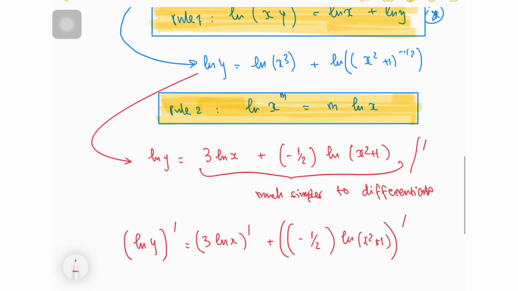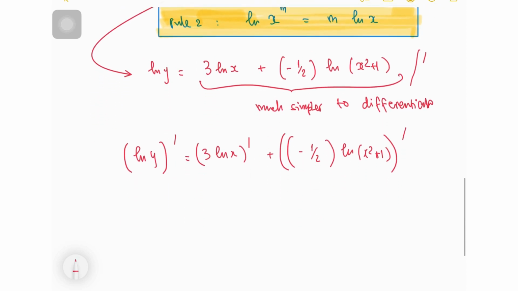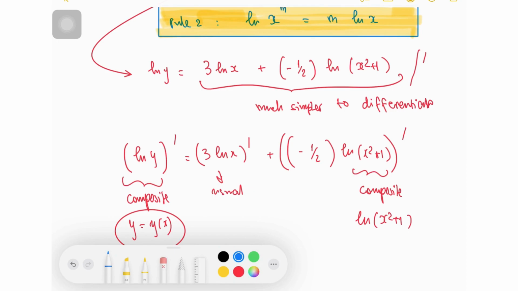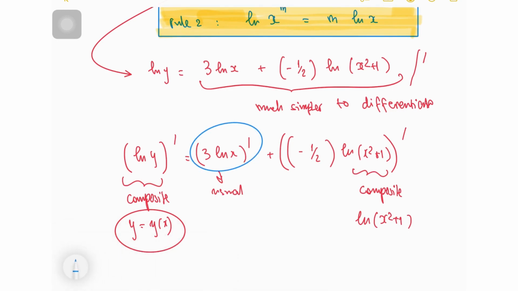Of course, you can pause the video and try. This is a composite function, and this here is also composite, because you have ln of x squared plus 1. Those are all composite functions. And here is a composite function because y is meant to be y of x. So that's a kind of hidden composite function, but it is a function. This is usual. So I will use another color, and I will just circle this, and I'll circle this, so that it's maybe easier to see.